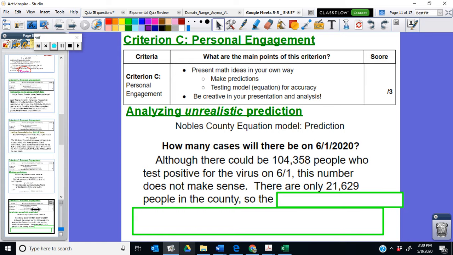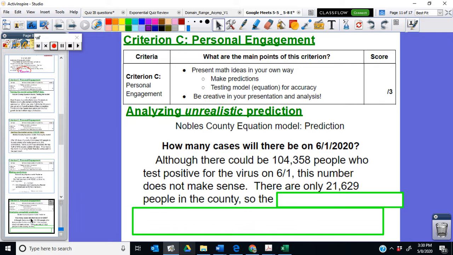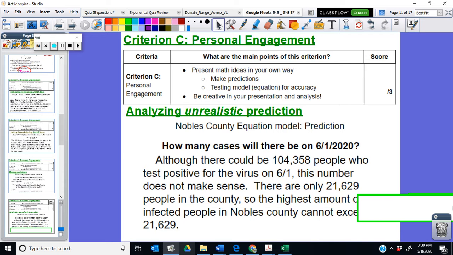And this question, how many cases will there be on June 1st, which is less than a month away, to predict that there's 104,000 people that will be infected, well, mathematically, yeah, that makes sense. You can see the work. It's calculated in Desmos. Desmos doesn't lie. It's true, but it's unrealistic. If there's only 21,000 roughly people in the county, that tells us that it's going to happen before June. The highest amount of people that can be possibly infected is 21,000.